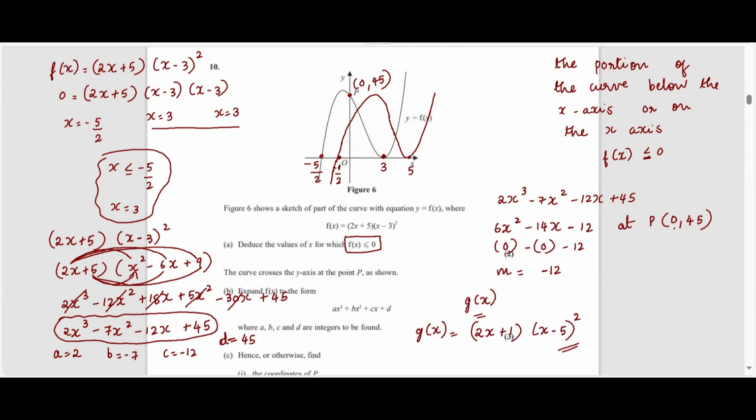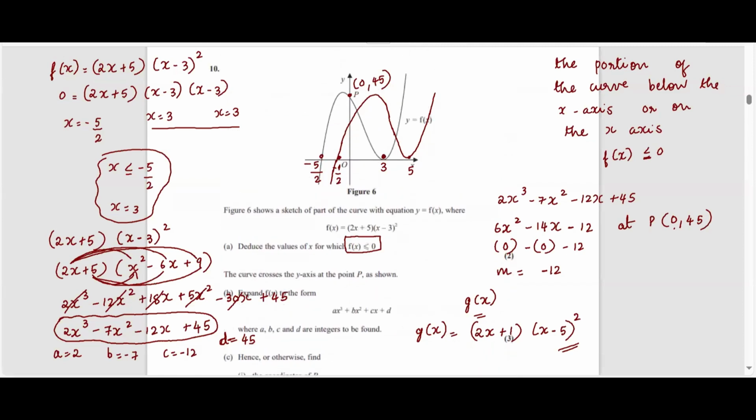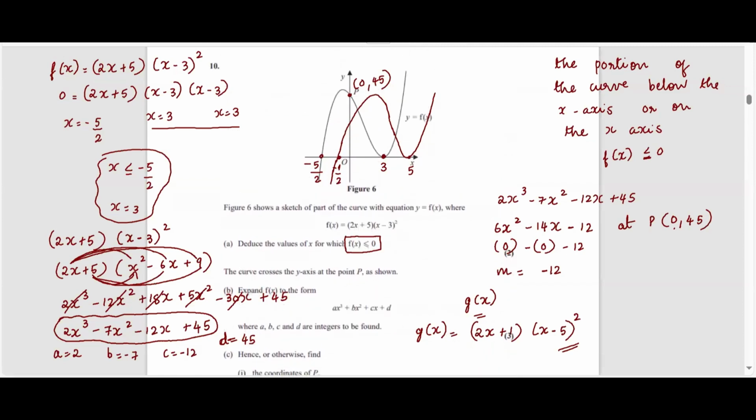Finally, the last part of this question is to find out the y-intercept of the curve, the y-intercept of g of x. Now, how do you find the y-intercept? Just put x as 0. So 0 plus 1 is 1, and 0 minus 5 is minus 5. Minus 5, the whole squared is 25. So 1 into 25 is 25. 25 will be your y-intercept, or you can say that this point over here is (0, 25).